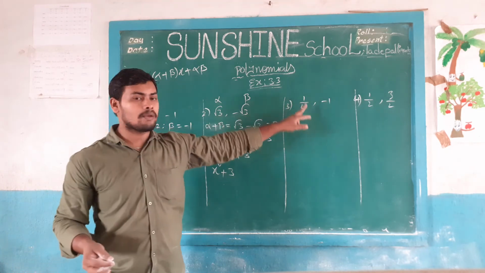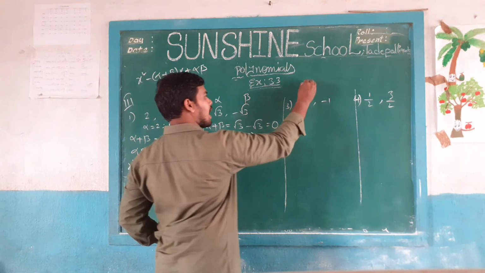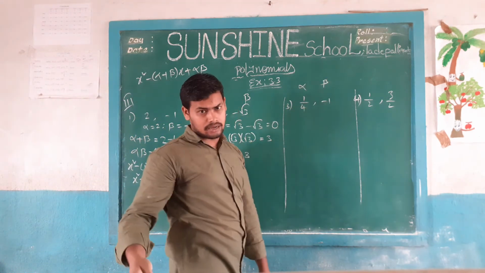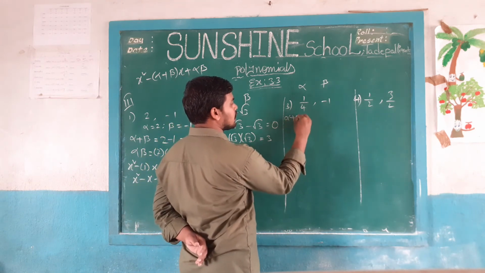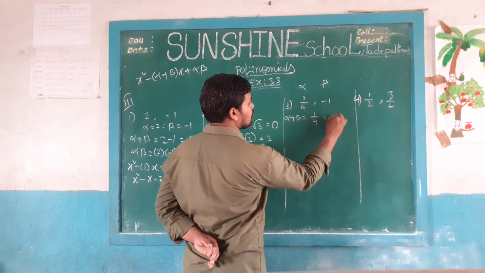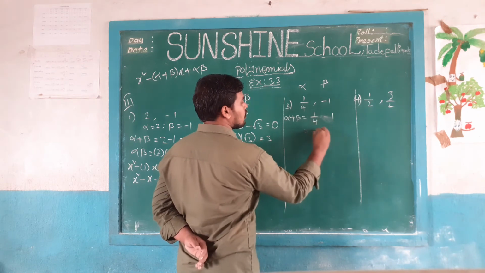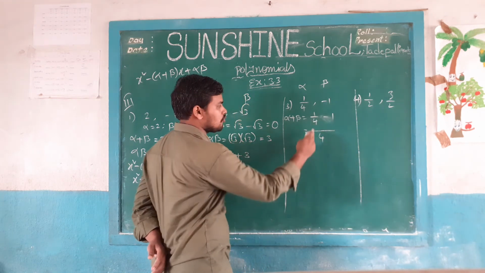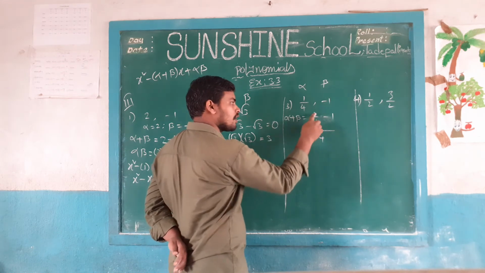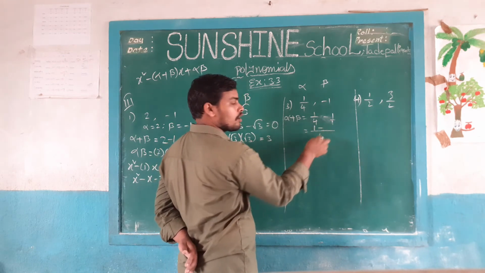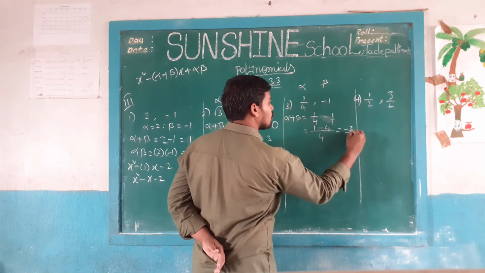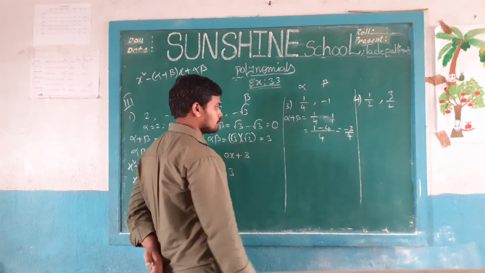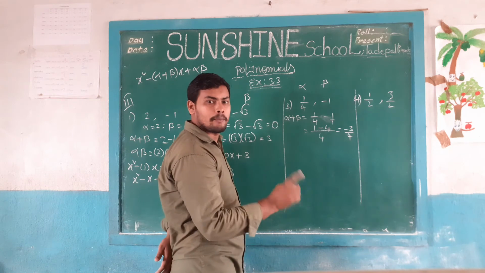Next sum: 1 by 4 and minus 1. See, this is alpha value and this is beta value. So alpha plus beta is 1 by 4 minus 1. The LCM is 4. 4 in 4, 1 time, 1 into 1, 1. 1 in 4, 4 times, 4 into 1, 4. 1 minus 4 is minus 3 by 4. Alpha plus beta value is minus 3 by 4.